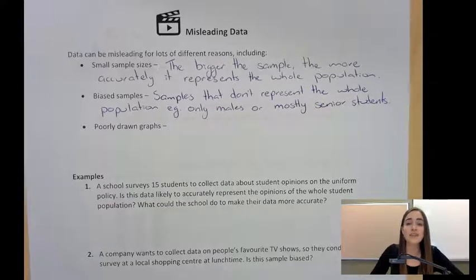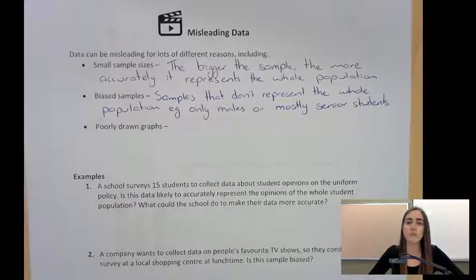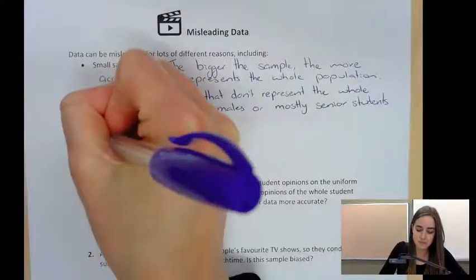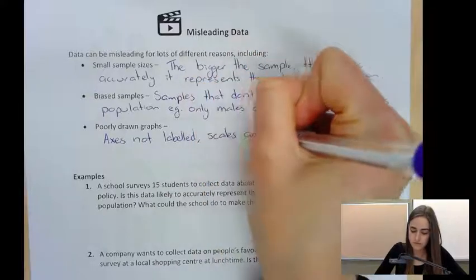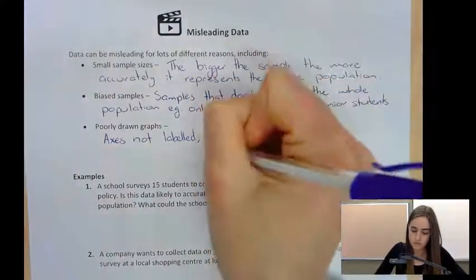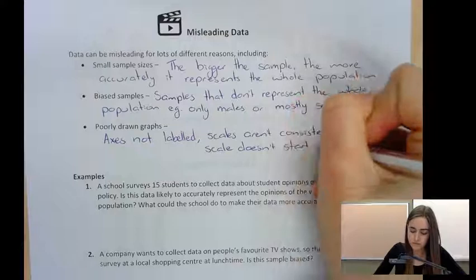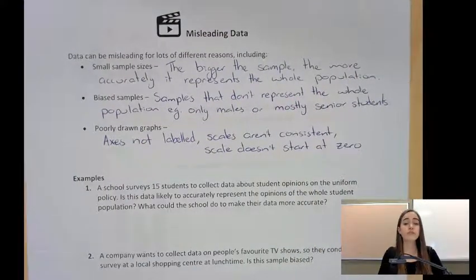It could be that the scales on the axes aren't consistent, so it might go up by 50 in one step and then go up by 100 in the next, or the scales might not start at 0. There's lots of different reasons a graph can be drawn poorly, but that's just 3 of them. Let's have a look at a few examples.